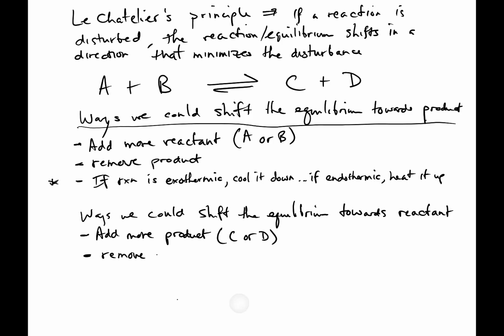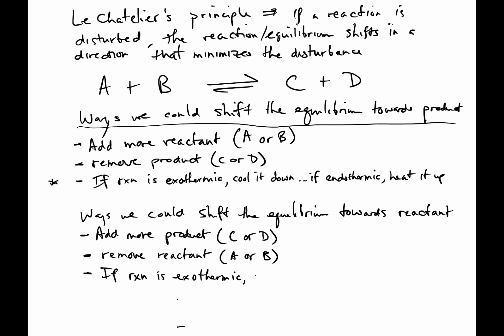Okay, we could also remove reactant. I'll just put C or D here, A or B here. And of course, again, if the reaction (RXN, sorry, that's shorthand for reaction) is exothermic, and we want to go towards reactant, we would heat it up. Opposite, heat it up. If endothermic, cool it down.